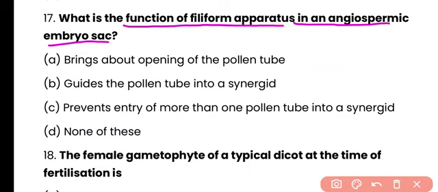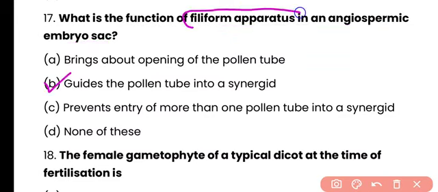It brings about opening of pollen tube. It guides the pollen tube into a synergid. It prevents the entry of more than one pollen tube into a synergid. None of these. The correct answer is option B. Filiform apparatus guides the pollen tube towards the egg through synergid. So correct answer is option B.